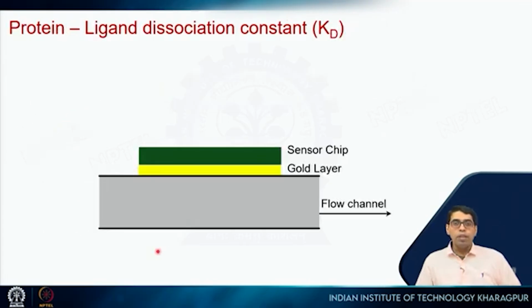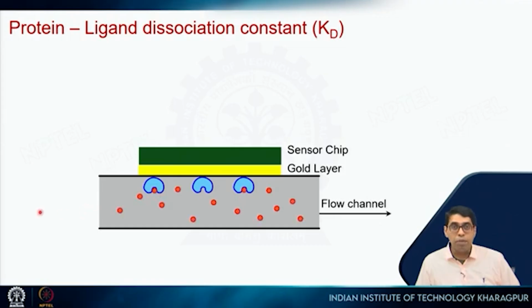Okay. So this is the last experiment that I will discuss, which is called surface plasmon resonance, right? So it typically has this flow channel. There is a gold layer, and then there is a sensor chip, right? And what we do is we immobilize our protein here, and then we pass the ligand through this flow channel, right? So as you pass the ligand, some of it will bind, okay?